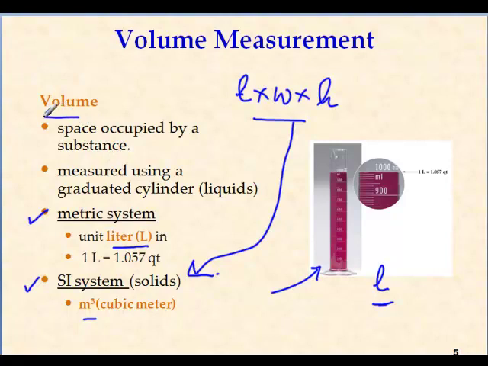Volume as a definition is given to a space that's occupied by a substance, and as I said, it could be liquid or solid. Something to note over here is a liter is equivalent to 1.057, and you could mention it as 1.06. It's okay for you to round that off to the second decimal place. So that is 1.06 quarts.